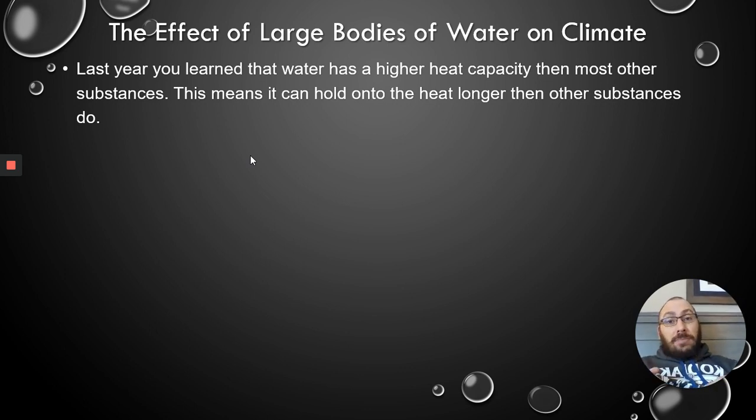Okay, so if you remember what that means, it can hold on to heat longer than other substances. So the water itself actually holds on to the heat longer than the ground does, for example. On the same token, it also takes longer for the water to heat up. So if you have the same amount of sunlight shining down on the water and the land, the land's going to get hotter a lot faster than the water will. However, once the sun goes under, the land will lose its heat a lot faster than the water will.